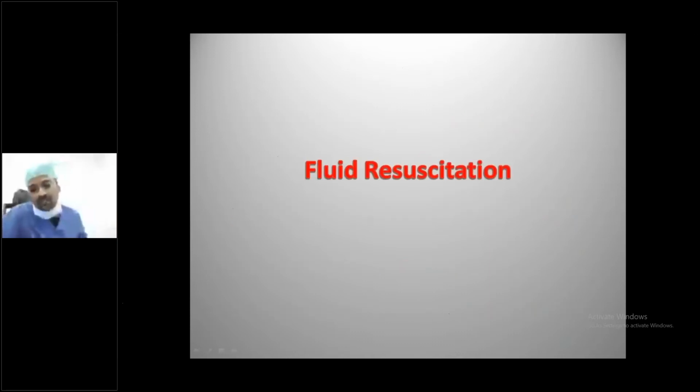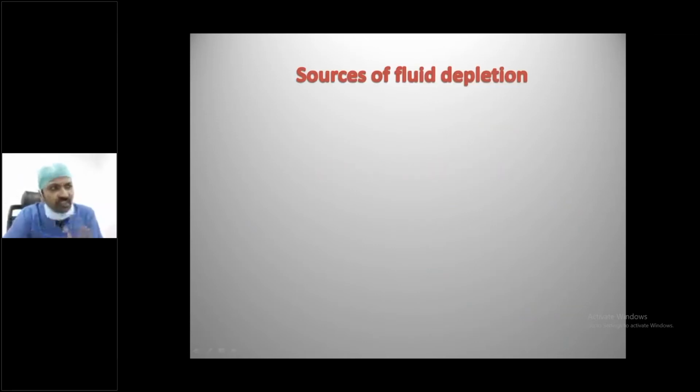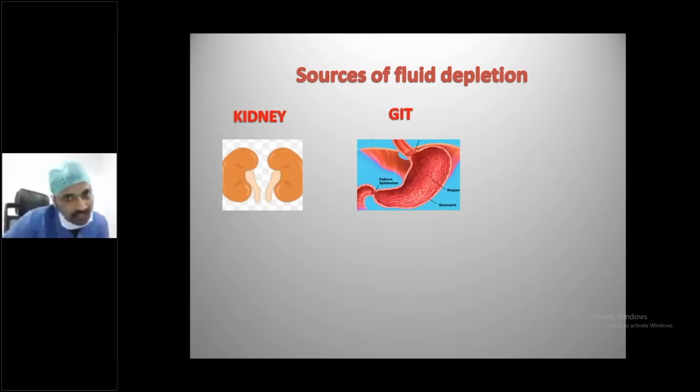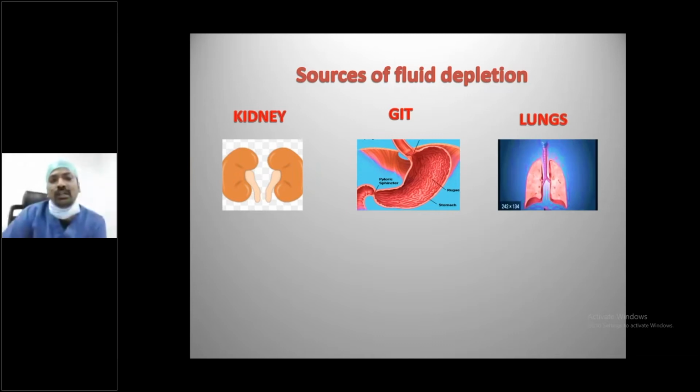So coming to the fluid resuscitation of DKA. Why are they dehydrated, why do they have depletion of intravascular volume, what are the sources of volume loss? There are 3 main sources: from the kidney, from the gut, and from the lungs.